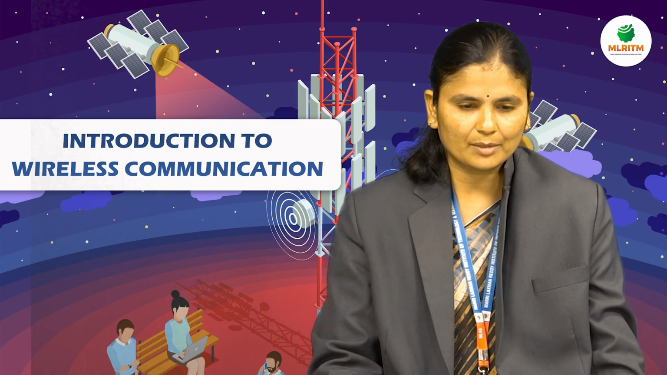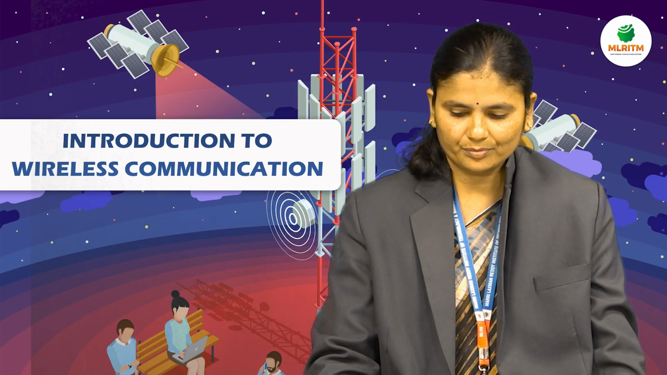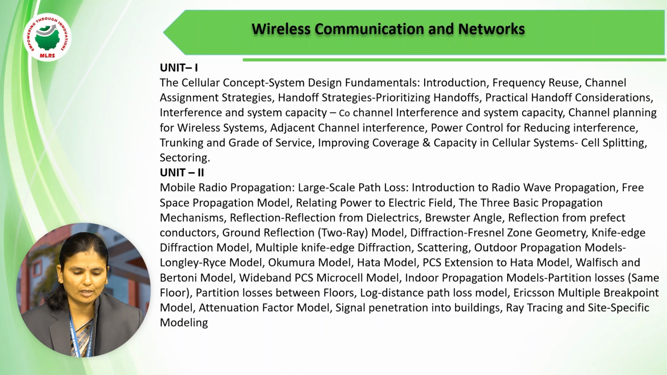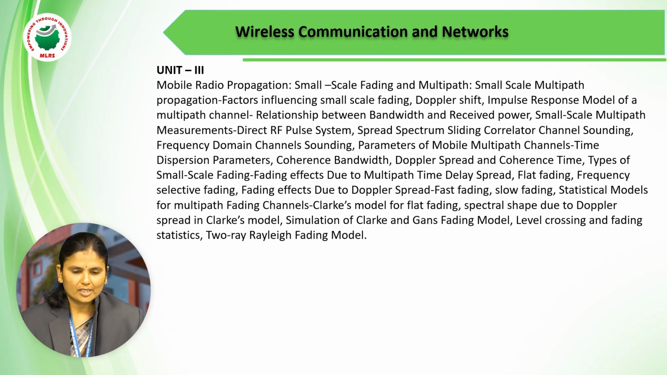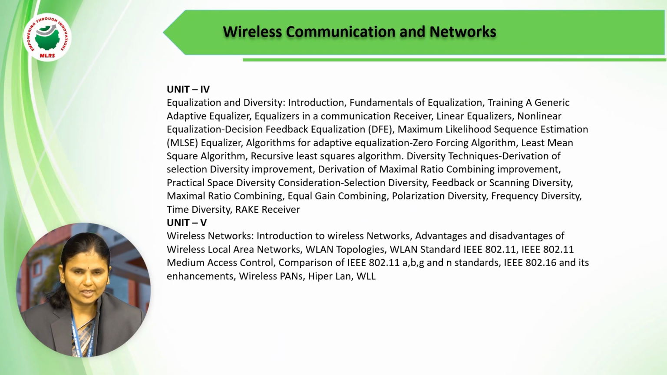In this subject, we have 5 units. In Unit 1, we have cellular concepts, and Unit 2, radio wave propagation and large scale path loss. And in Unit 3, we have mobile radio propagation, small scale fading and multipath. Unit 4, we have equalization and diversity techniques, and Unit 5, wireless networks.